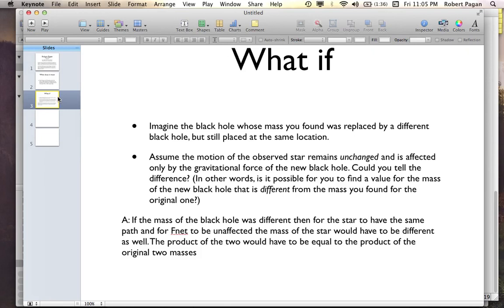And so, if the mass of the black hole is different, for the star to have the same path and for Fnet to be unaffected, well, Fnet would still be affected actually because R would change, but for M1 times M2 to be the same, they'd have to have the same product. So whatever the mass of the black hole was times some new mass for the star would have to equal what it initially did in our program and in the first experiment.